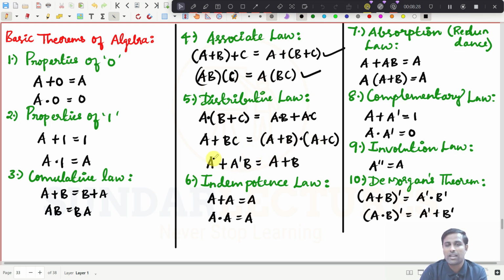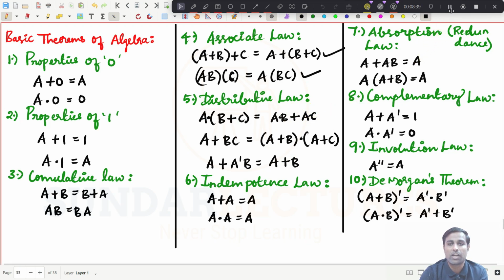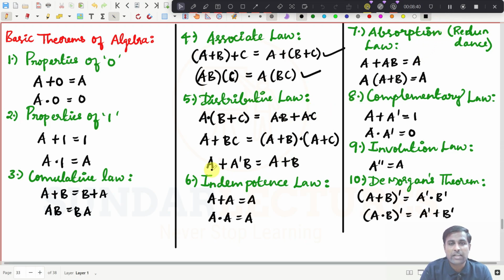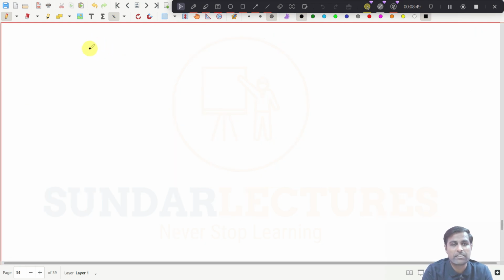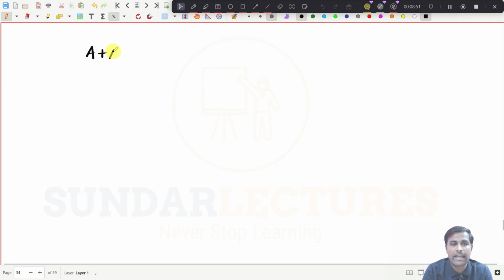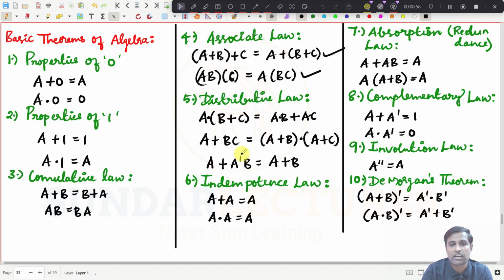So the next one: A plus A bar B should be equal to what? A plus B. That also comes under the distributive law. This one is actually not a straight equation, you cannot understand it straight away. For that, I will take it to the next page. What is that one? A plus A bar B is equal to what they are saying? It is A plus B, right? That is the equation that I have written here.